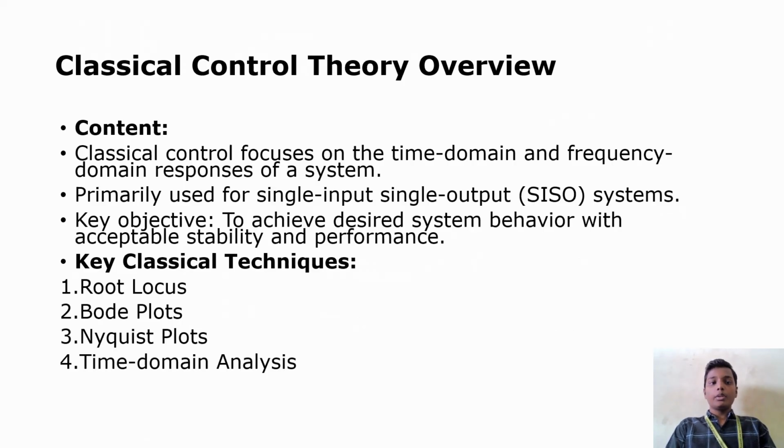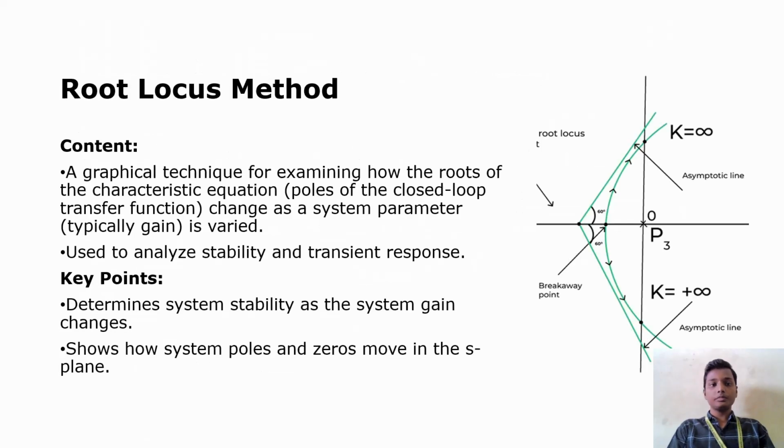Classical control theory overview. Classical control focuses on the time domain and frequency domain responses of a system, primarily used for single input and single output. It is simply called SISO systems. Key objective: to achieve desired system behavior with acceptable stability and performance. Key classical design techniques: Root Locus, Bode Plot, Nyquist Plot, time domain analysis.